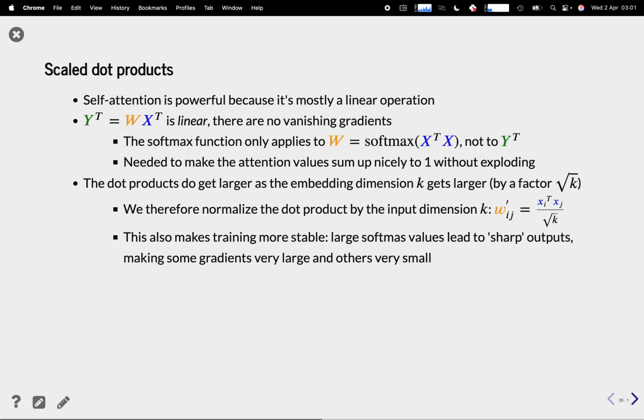Okay. So first of all, self-attention is very powerful because it's mostly a linear operation, right? It's exactly a linear operation between this weight matrix and the input x. It's linear, and there are no vanishing gradients in this. The softmax function only applies to w, and w is again xtx, and then we have some vanishing gradients because we have a softmax here, but still it's very little. And we still need the softmax, of course, to make sure that the attention values sum up to 1 without exploding.